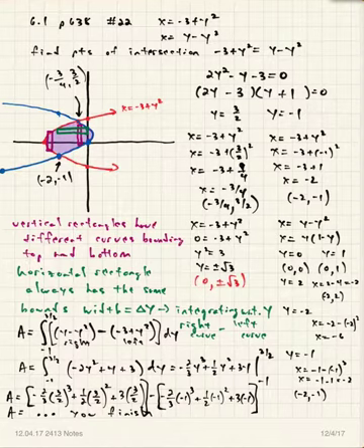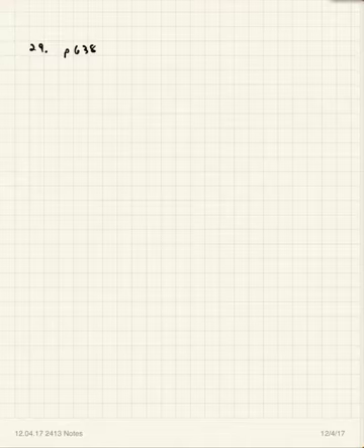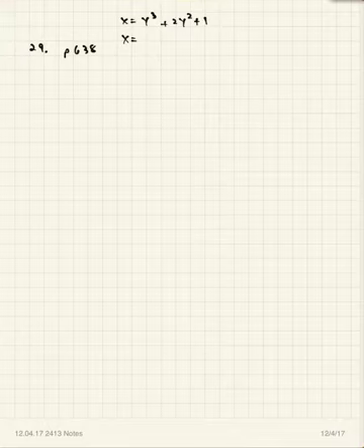Let's go ahead and look at problem number 29 to finish out our discussion on area between two curves. And then I have a picture or two to draw at the end here. This is number 29 of the textbook, page 638. The two curves are x equals y cubed plus 2y squared plus 1, and x equals negative y squared plus 1.